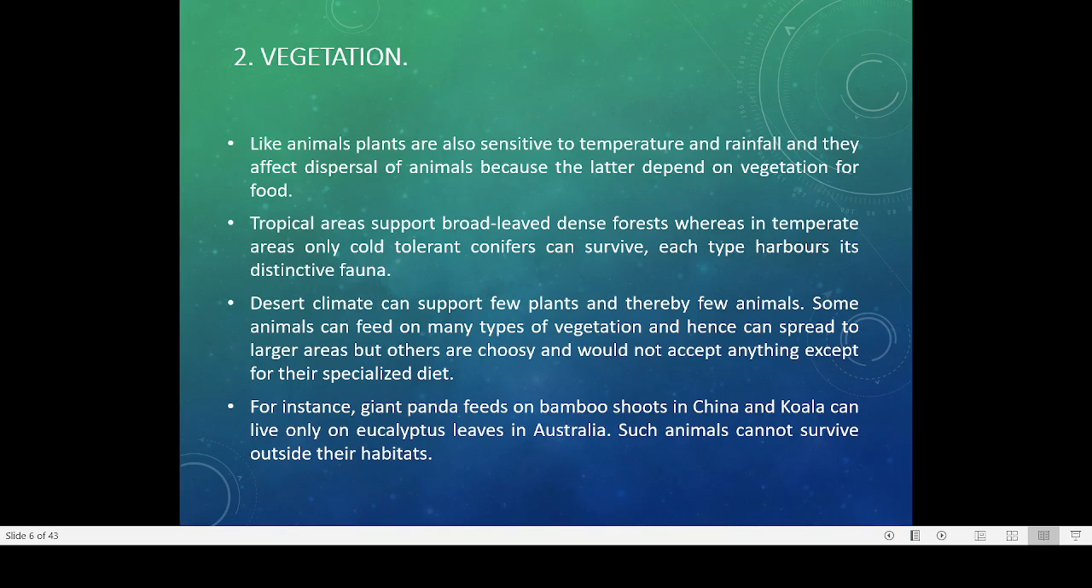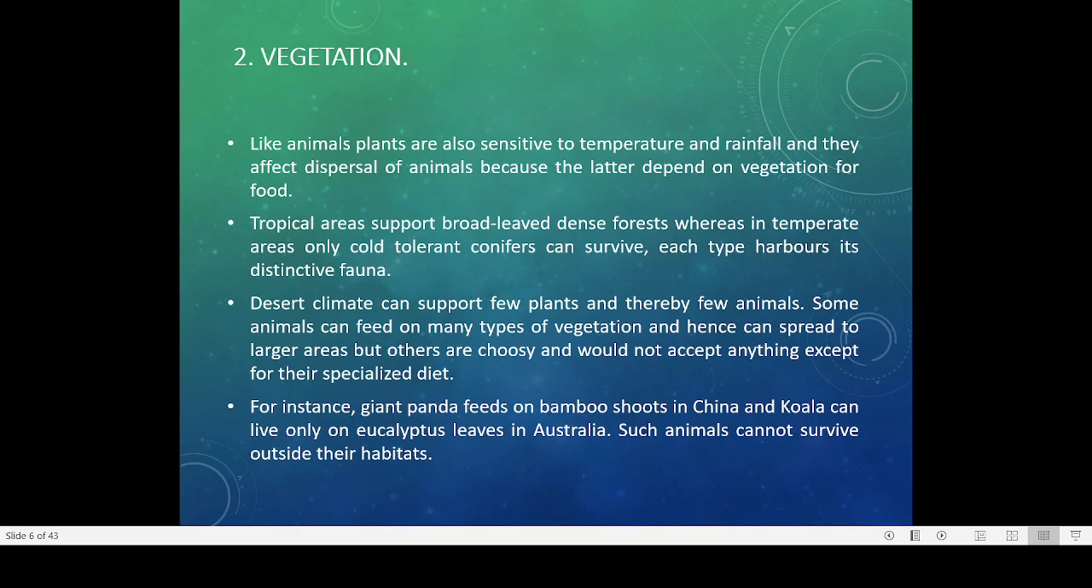can spread to larger areas because they do not have any food restriction. They eat on any type of plant. So if they have no food restriction, they will be able to survive in wider areas. But if they are very selective in their food habit, they won't be able to survive in larger areas. So giant panda mainly feeds on bamboo shoots in China, and koala lives exclusively on eucalyptus leaves. So such animals cannot survive outside their natural habitat. So this is one example of why all animals are not able to live in all the areas.